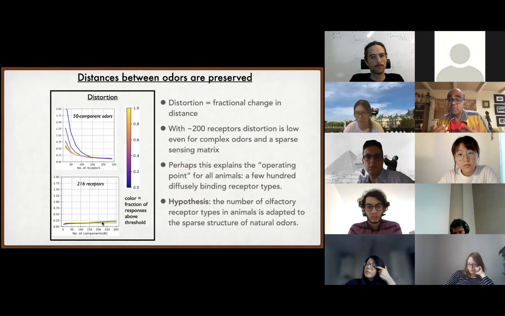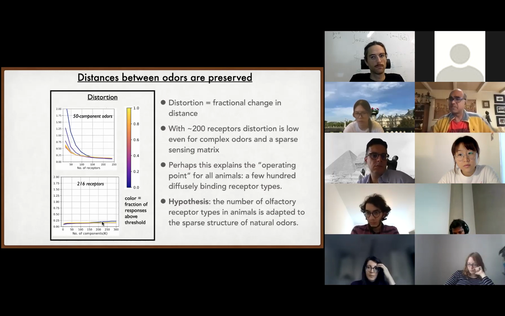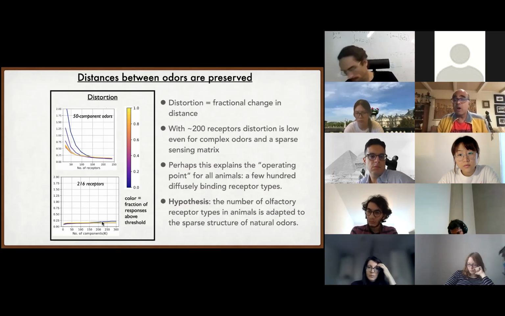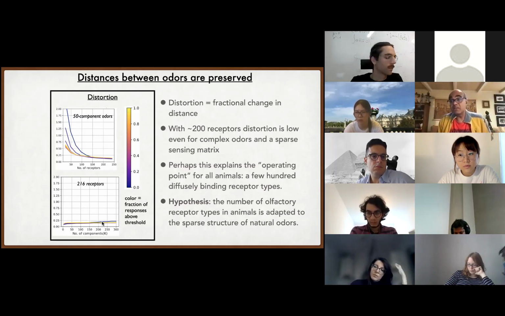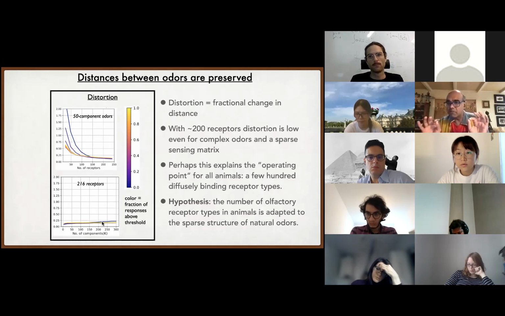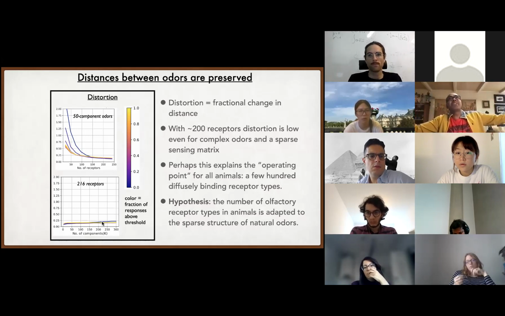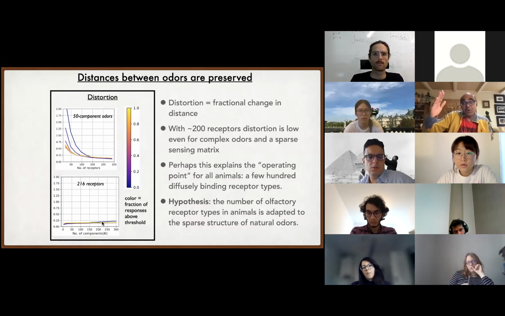So the suggestion is perhaps this explains the operating point for all animals. It's a very qualitative argument. If you have a few hundred receptors diffusely binding sparse odor vectors, at least mathematically, all of the information about those odors can be stored effectively and efficiently in that body of receptors. So that's our first little piece of evidence. Again, this speaks to, if you're going to distribute the information over many receptor types, how many receptor types should you have? I'm trying to argue that you should have enough to store everything and no more than enough. So you don't need a few thousand, a few hundred is enough. Okay, that's the first argument.